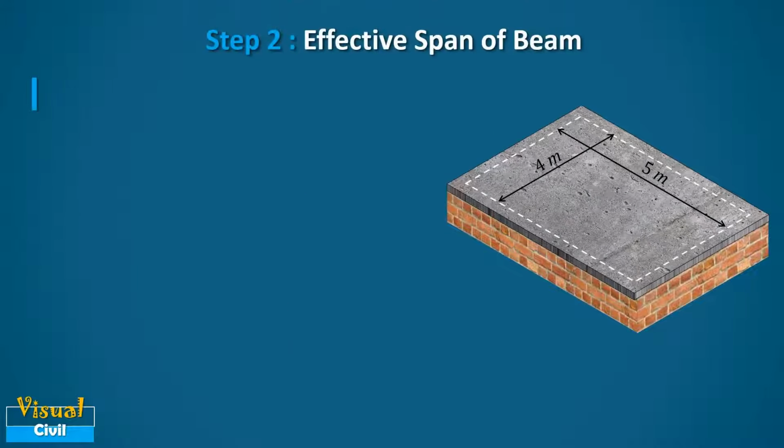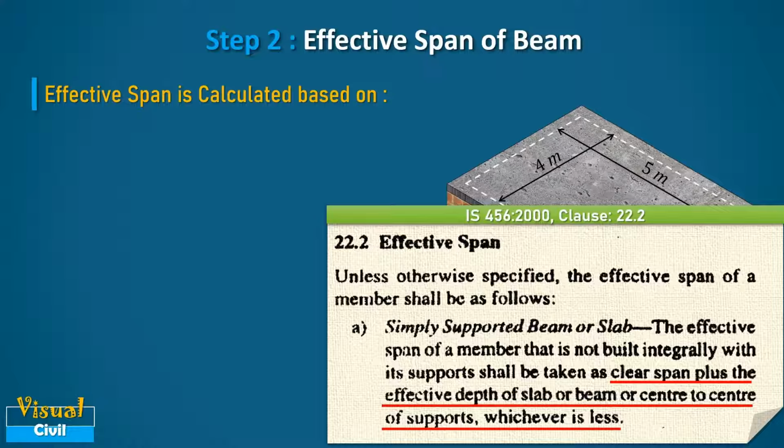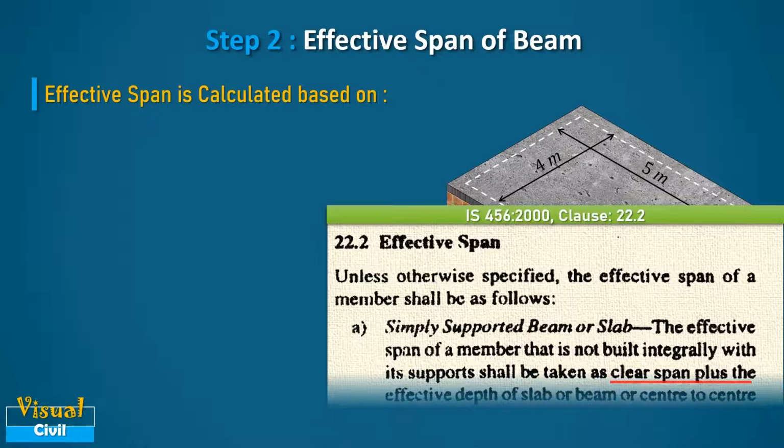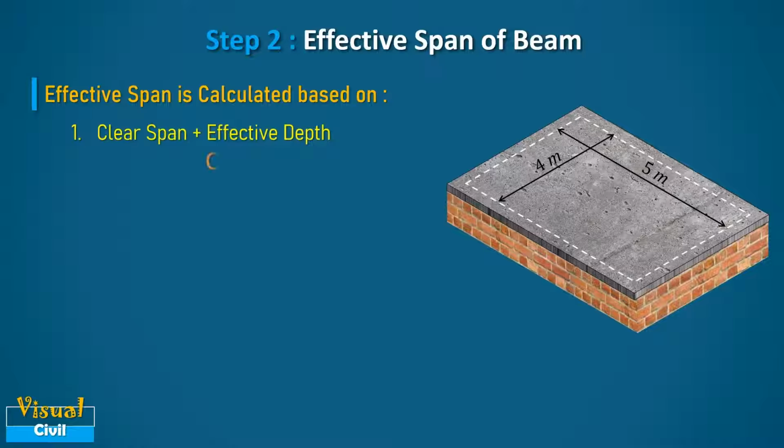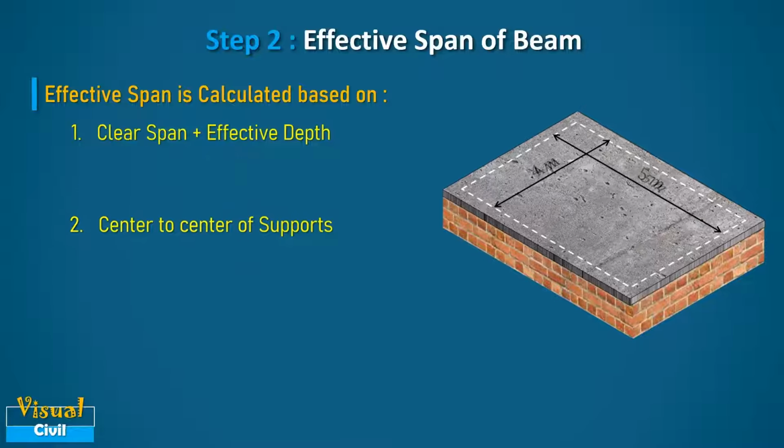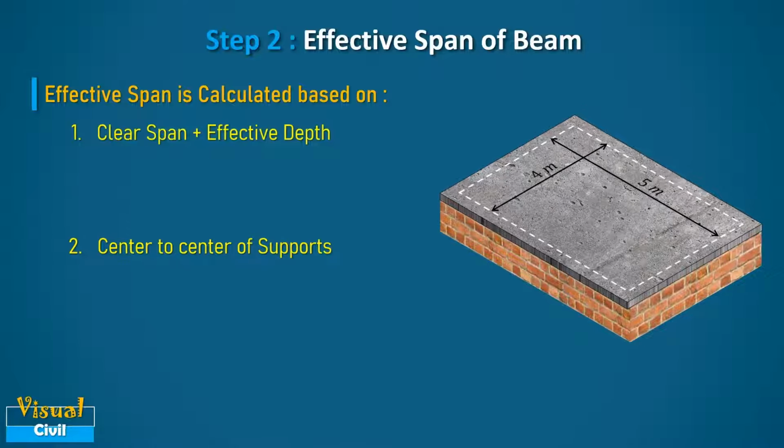In step 2, let us calculate the effective span of the slab by referring to clause 22.2 of IS 456. As per the clause, the effective span of the slab shall be taken as clear span plus the effective depth of the slab or center to center of the supports, whichever is less. Hence, let us first calculate clear span plus the effective depth of the slab. The short effective span Lx is equal to 4.14 meter and long effective span Ly is equal to 5.13 meter.